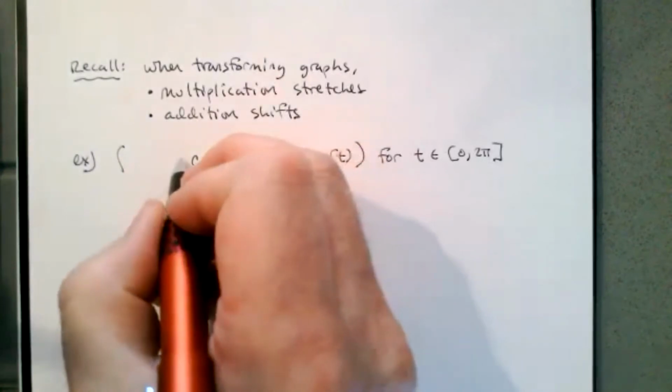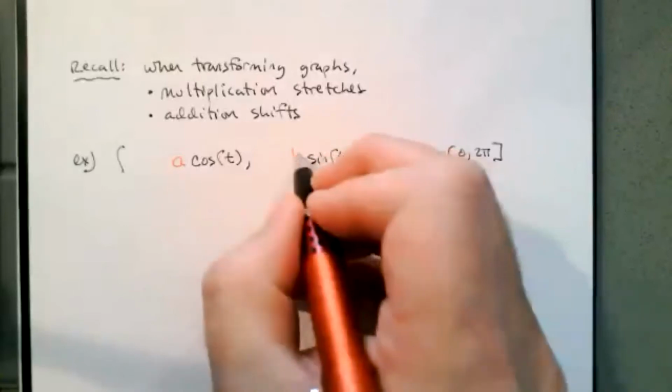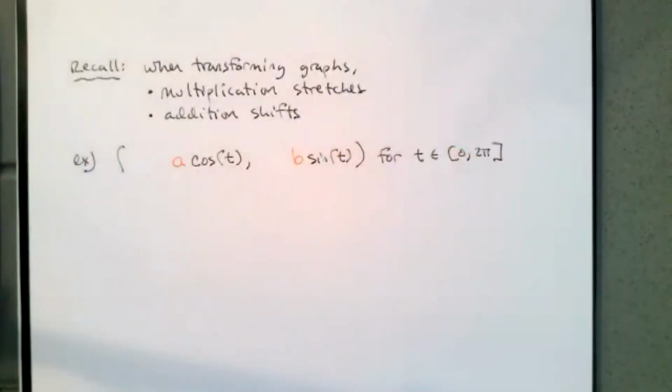I'm going to use different constants, because I can take my circle and stretch it into an ellipse by using different coefficients. So multiplication by a in cosine and b in sine will stretch or shrink the radius. That's what multiplication does. It stretches or shrinks the radius.